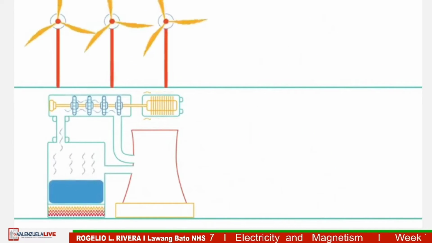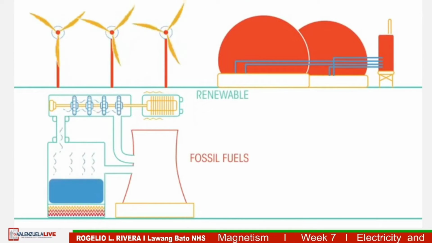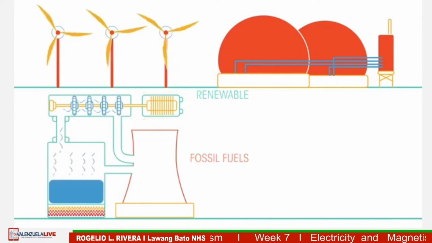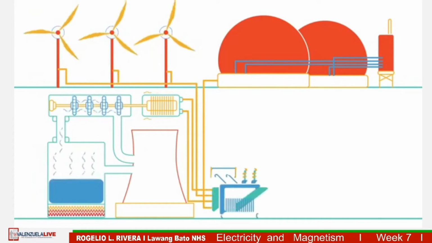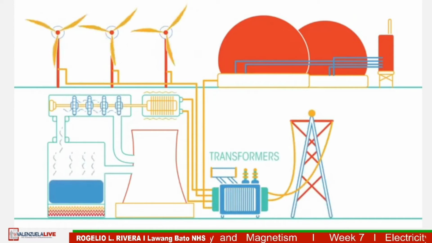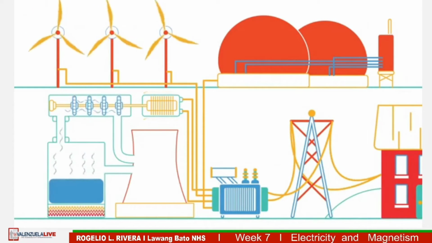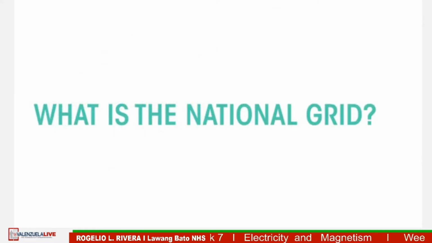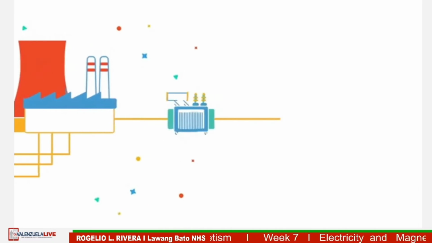These next steps are for energy generated from any source, whether it's fossil fuels or renewable, like wind-powered or biomass-fueled. 4. The electricity, whether renewable or not, is passed through transformers and wires within the national grid that carries it to our homes. So, what exactly is the national grid? The national grid is a system of cables and transformers linking power stations to consumers.